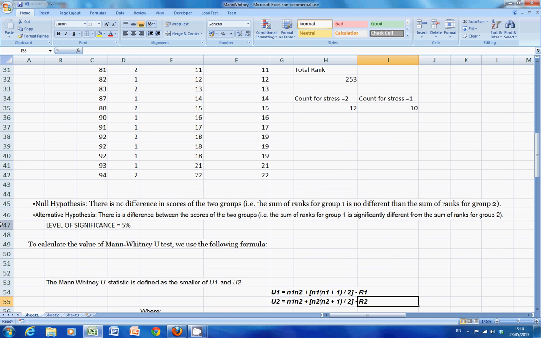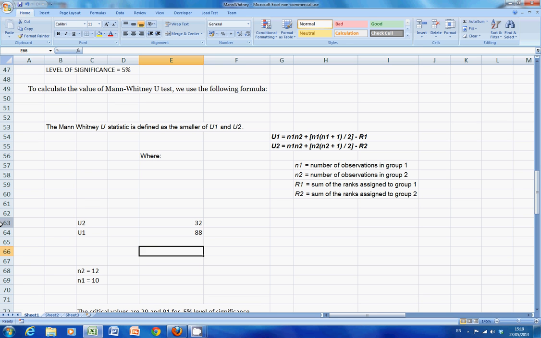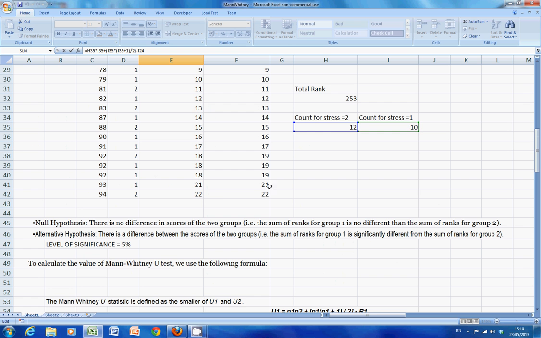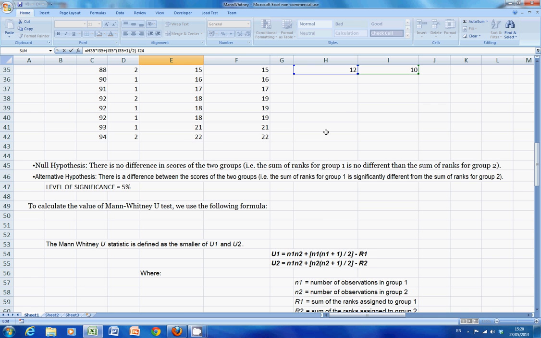The null hypothesis, mentioned that before: there is no difference. Alternative hypothesis: there is a difference. You have to calculate the two U values, U1 and U2. The formula is given there in G54 and G55. If we just go up a little bit, we're beginning to run out of, as the Americans would say, real estate. But I've just put in N1 and N2.